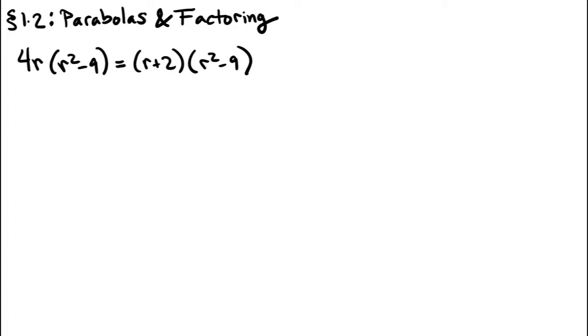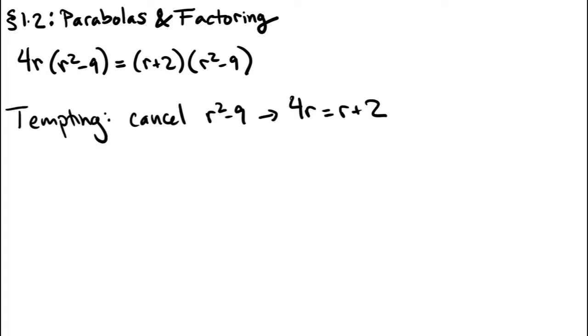It's tempting to just cancel out the r squared minus 9. That leads to the equation 4r equals r plus 2, and so r is 2/3. However, when you cancel something out, you really have to consider the possibility that that thing being canceled is 0.